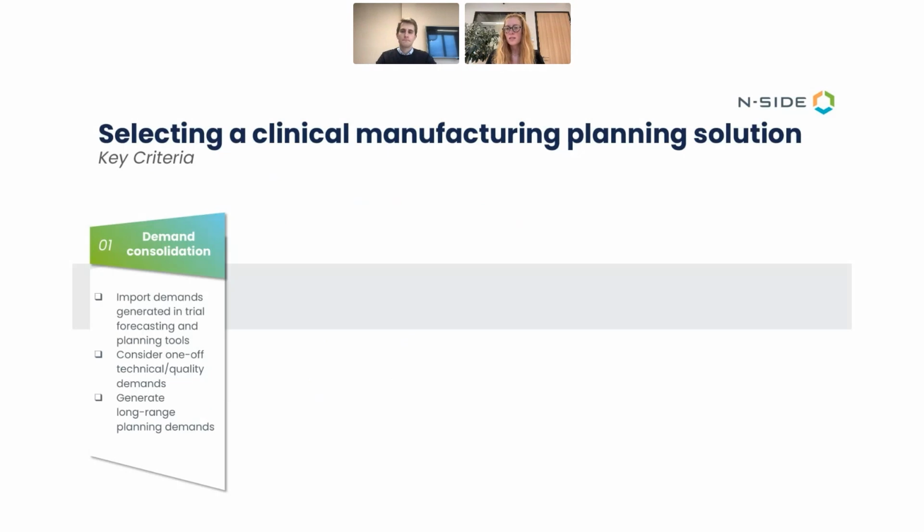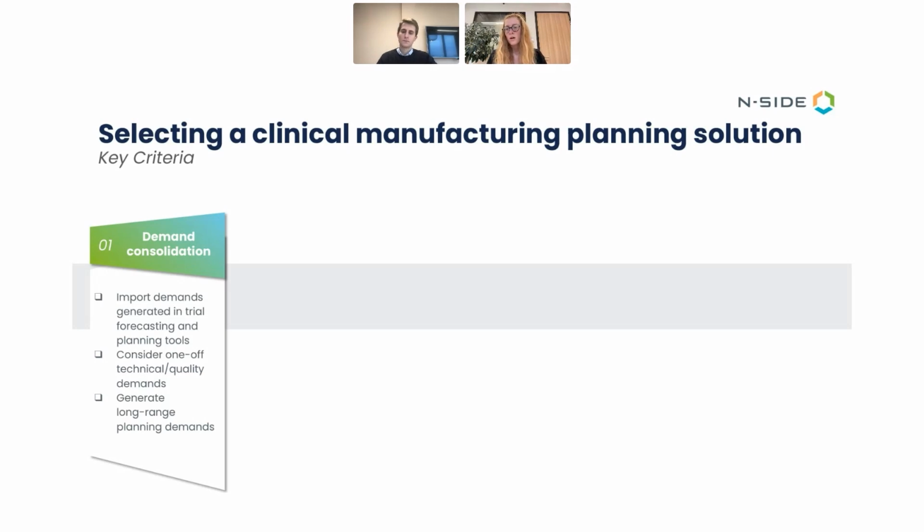So the first one is the ability to consolidate the demand. We know that for a program, the demand can come from different sources. So you might have a trial forecasting and planning tool that generates for you some trial demand that needs to be imported, accounted for in your manufacturing planning tool. You might also have some one-off technical, quality, regulatory demand that needs to be accounted for, even if it might come later in the future, but that you should plan to produce for.